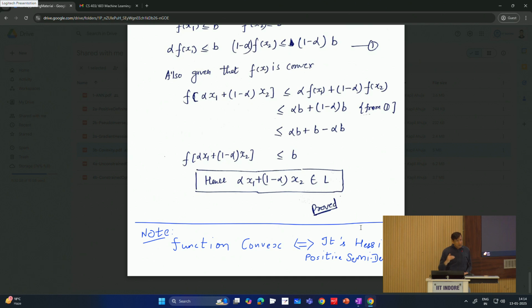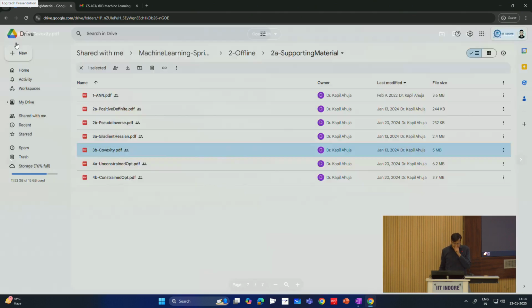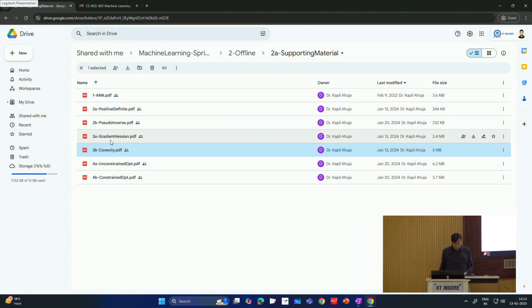That's where we're going, the 3 layers. This concept will be reinforced tomorrow when we do multiple linear regression. We're going to do a homework on that as well, okay? So what we did: positive definite, pseudo inverse, gradient, Hessian, convexity. Now I'm going to get started on unconstrained optimization, which is needed for regression. The constrained optimization is needed for support vector machines, which we'll do next week.